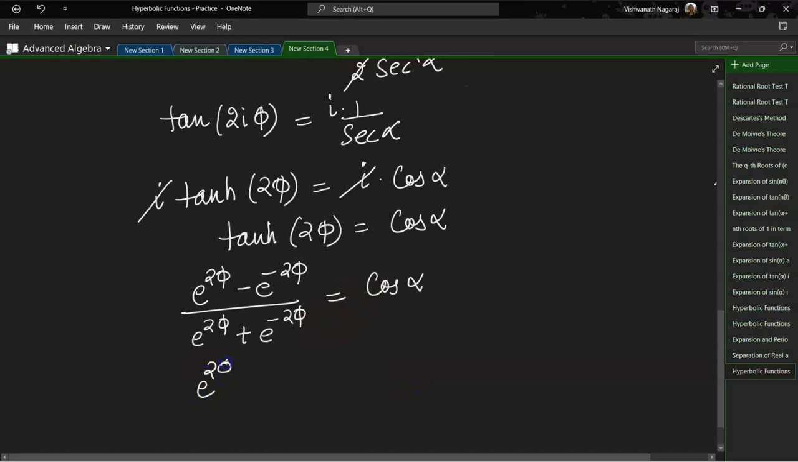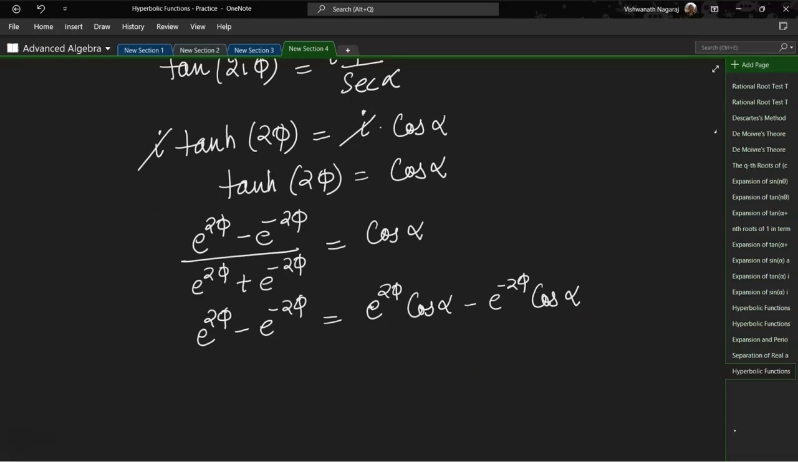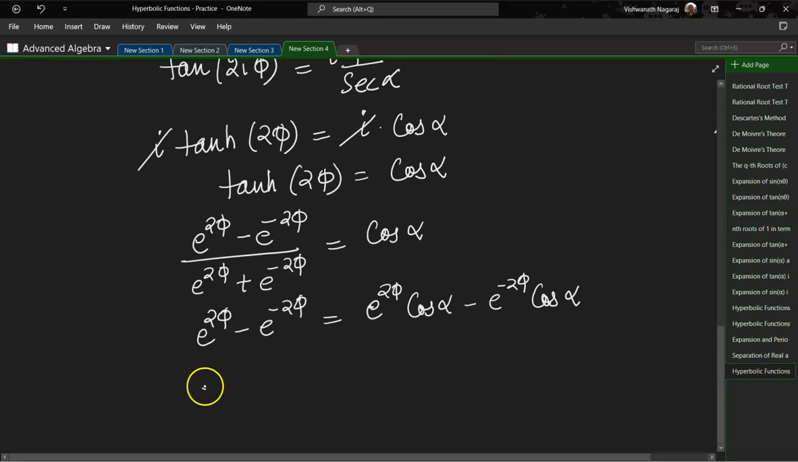We end up with e to the power of 2 phi minus e to the power of minus 2 phi is equal to e to the power of 2 phi cos alpha minus e to the power of minus 2 phi cos alpha. Now let's group the negative and positive exponents on the left hand side and right hand side. So e to the power of 2 phi minus e to the power of 2 phi cos alpha is equal to e to the power of minus 2 phi minus e to the power of minus 2 phi cos alpha.